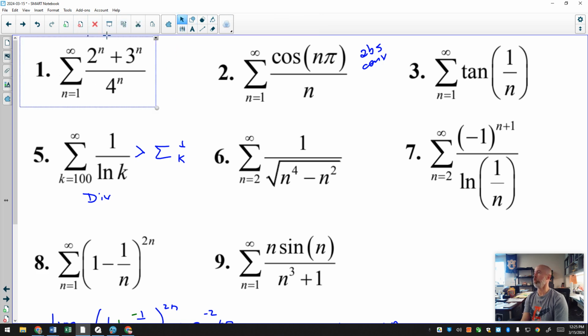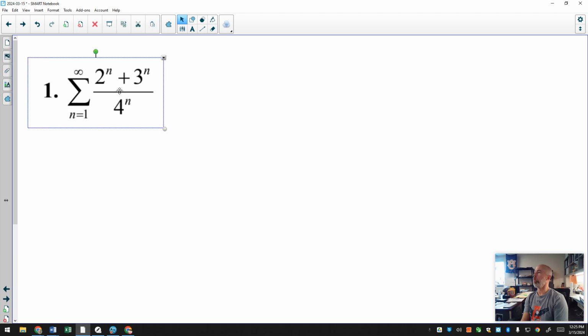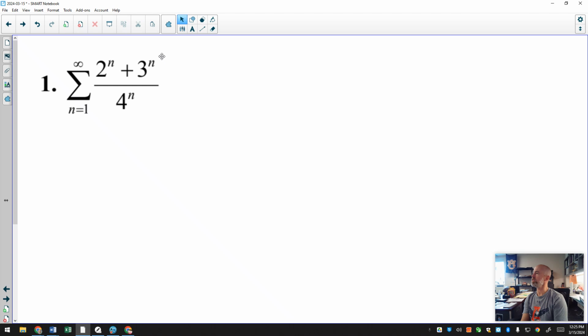So I'm going to copy 1. 1 I said was nice. Why is 1 nice? Do we know? It is a geometric, actually, it's 2 geometric series, right? You cannot combine 2 to the n plus 3 to the n. There's no way you can easily clean that up, but we can split this into 2 to the n over 4 to the n plus 3 to the n over 4 to the n, right? And those are both as n goes from 1 to infinity.